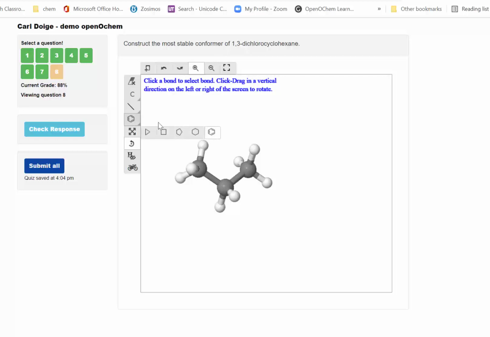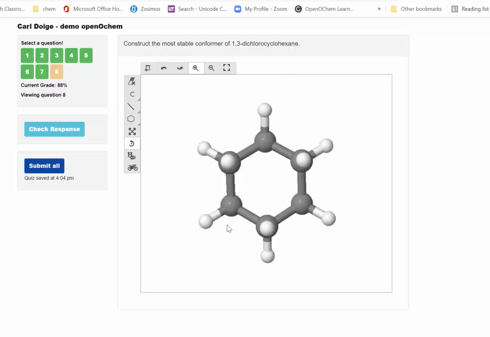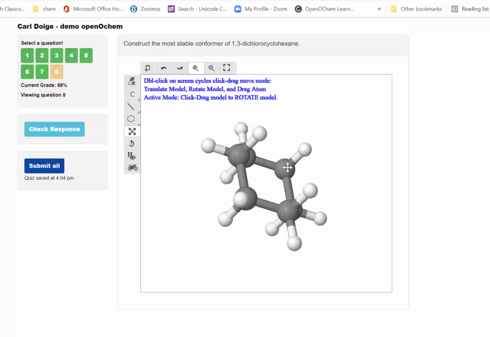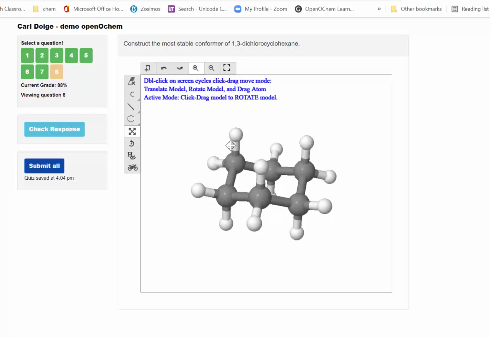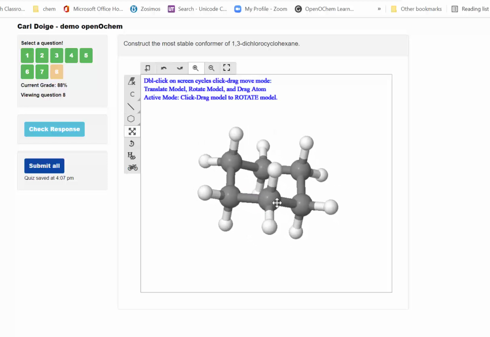1,3-dichlorocyclohexane. So I'm going to choose the ring here. I'm going to choose the 6-membered ring. And with this icon selected, I'm going to double click so I can rotate the molecule a bit so you can see indeed that this molecule is in the chair conformation. Again, something that we'll be discussing in class. I'm going to be drawing chlorines on carbons 1 and 3.